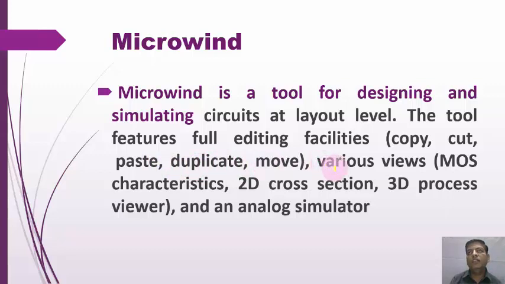These are the facilities. Then various views, mask characteristics, 2D cross section, 3D process viewer, and an analog simulator. So these are the facilities which are available with Microwind. Each and every facility and each and every design step we are going to study further.